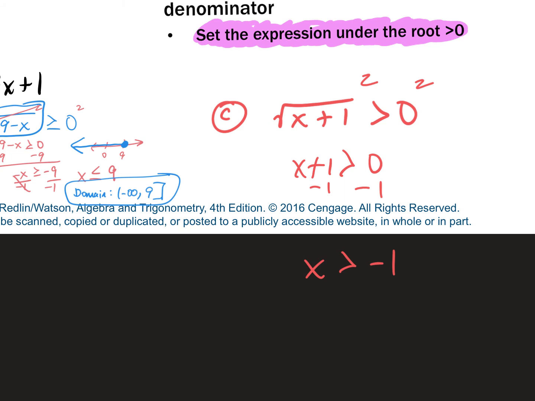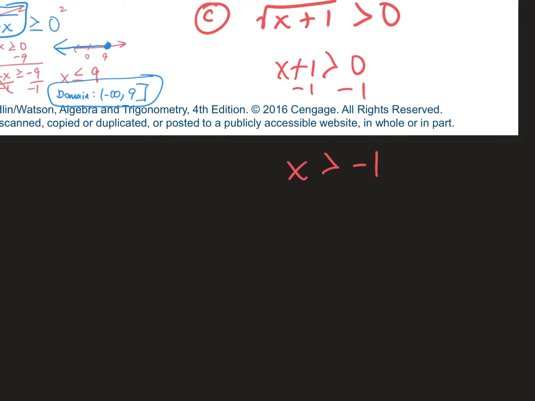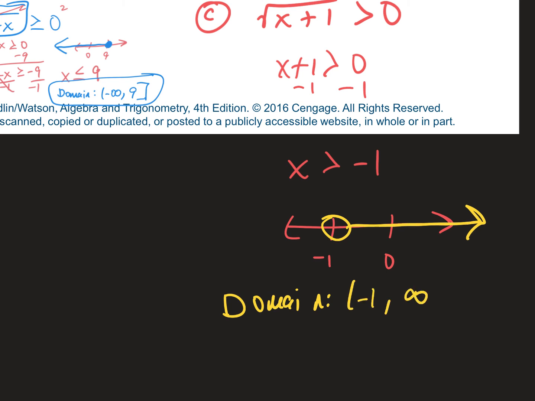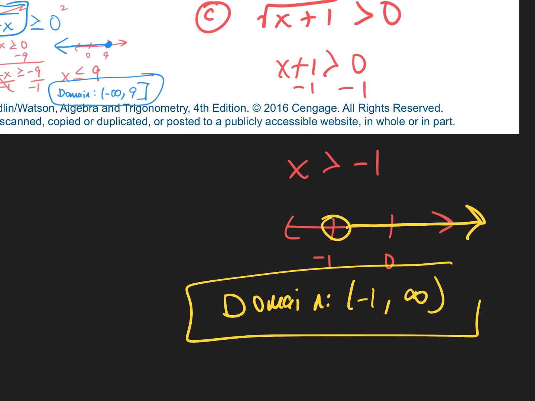Now, if you can't look at that and just tell me what the domain is, that's perfectly fine. Take 2 seconds and put it on a graph. What kind of a dot do you have at negative 1? It's open. And that says x is what than negative 1? Which way is greater than? To the right. So how would you write the domain for this problem? Negative 1 comma infinity. Does it include negative 1? No.